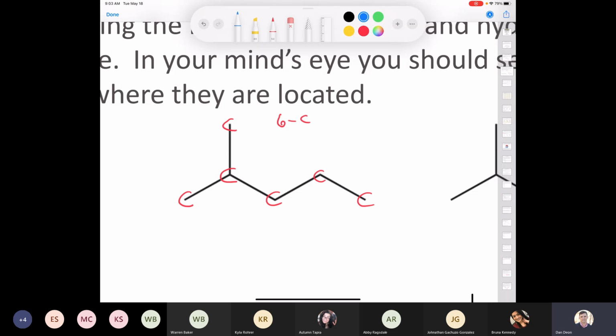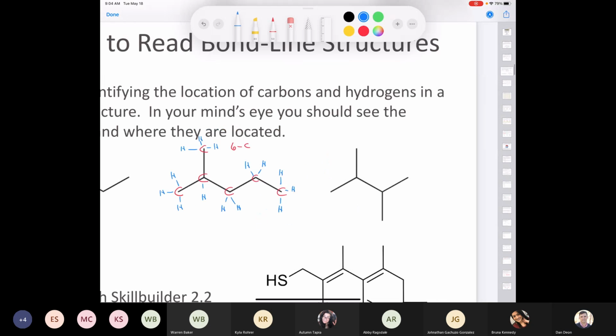Each one of these carbons has to have 4 bonds. So we have 3 hydrogens here. We have 1 hydrogen here. We have 3 here. We have 3 here. We have 2 here. We have 2 here. And then we have 3 over here, like that.